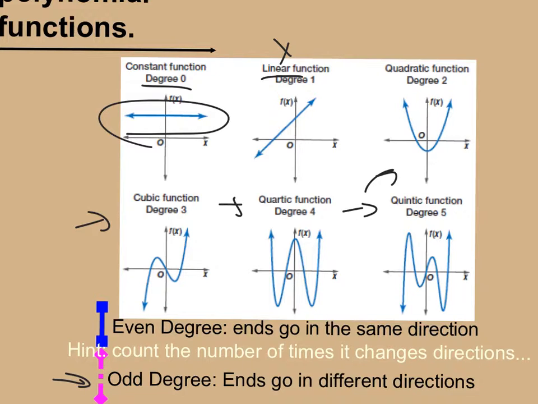If it's an odd degree, the ends go in different directions. So if I look at 3, this end goes down, this end goes up. Even degree, both ends go up, or both go down, all right?